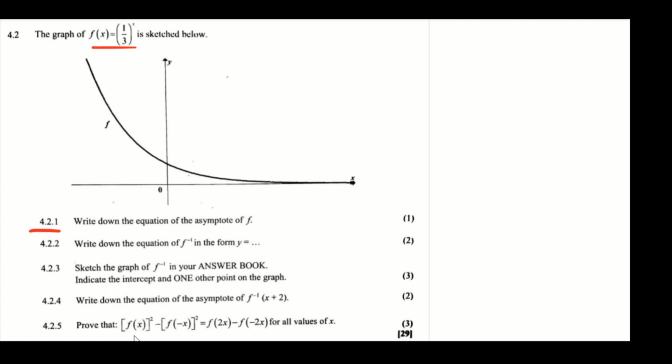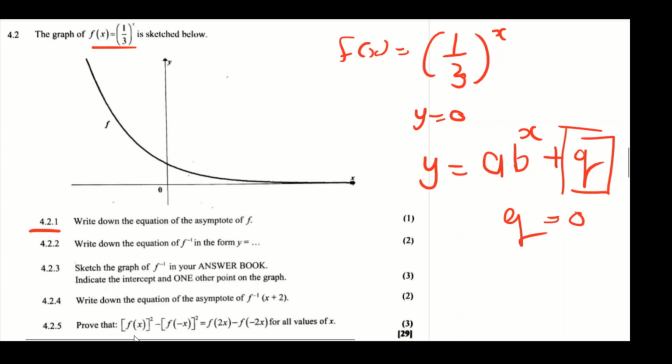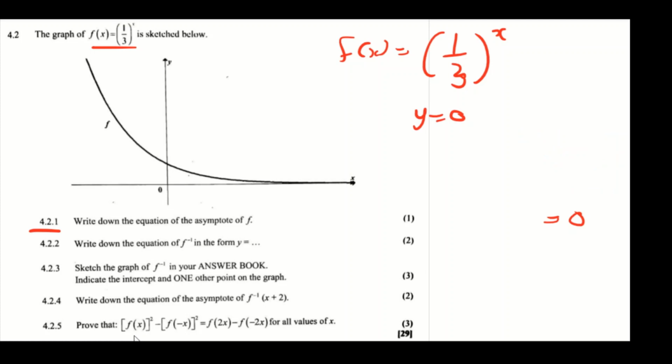So an exponential function has only one asymptote, and that is a horizontal asymptote, right? Which in this case, we have f of x being equal to (1/3) to the power of x. So the asymptote here is y equals 0. Why? Because the standard form of an exponential function only has one asymptote, which is this one here, q. My q in this case is equal to 0, right? So that is the asymptote of this specific question.